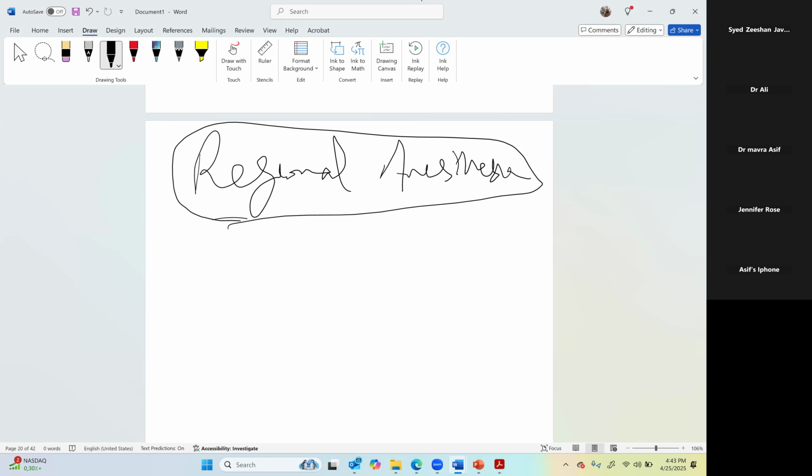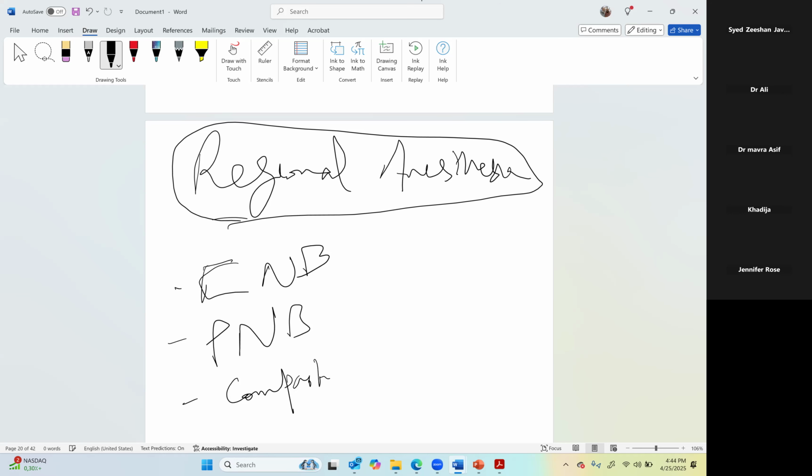Whenever we think about regional anesthesia, one thing that comes to mind is central neuraxial block, one is peripheral nerve block, and the third one is compartment block. So these are the basic three things which you should be understanding.